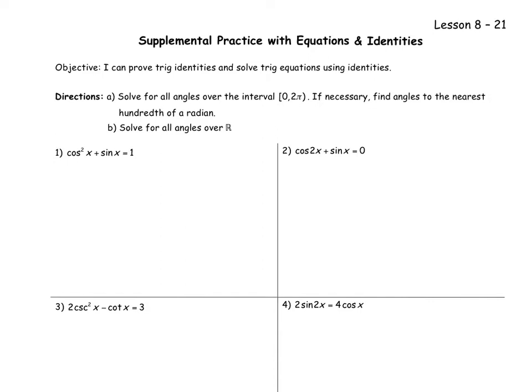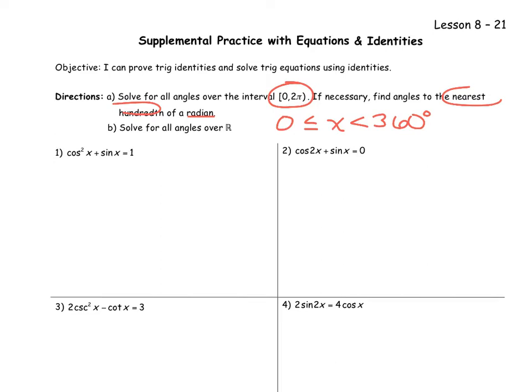So let's take a look at the first example. I have cosine squared x plus sine x is equal to 1. And the directions say we are going to solve for all angles within the given interval. So we're in radian mode. But if you want to think about this in degrees, you're going from 0 to 360, but not including 360. And we're going to round it to the nearest hundredth of a radian. Okay. All right, so first things first.